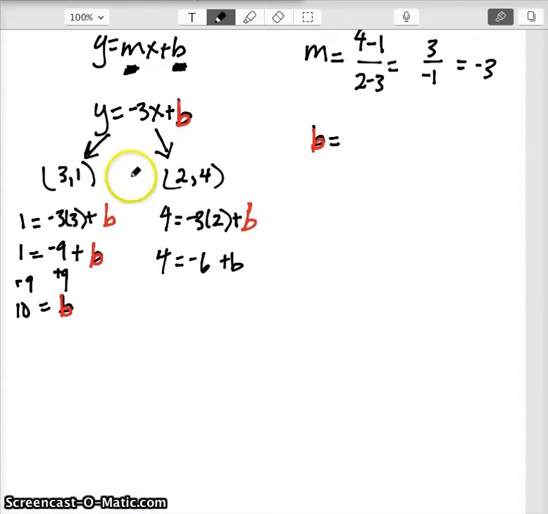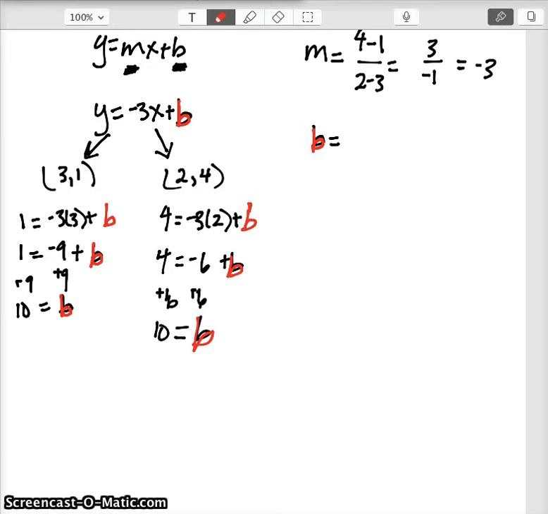Scroll up a little bit, and scroll down. And then I'm going to add 6 to both sides. And I think you guys already see what's happening here. I get 10 = b. And so indeed, we see that it doesn't matter which point you use, you will still get the same answer.